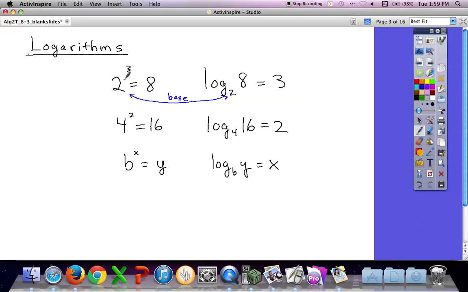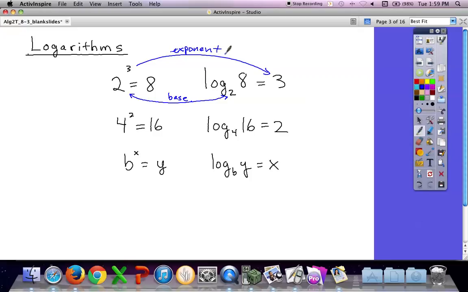Now, the base is being raised to a power here, which is 3. The logarithm equals that power. In fact, the logarithm equals an exponent. And that's the thing. Logarithms are exponents. That's what they are.